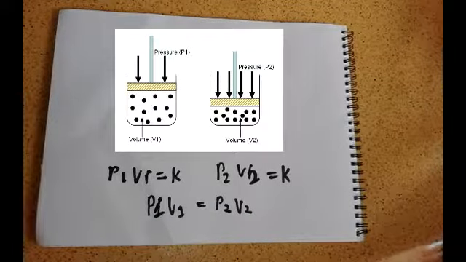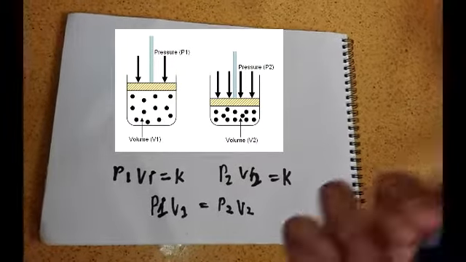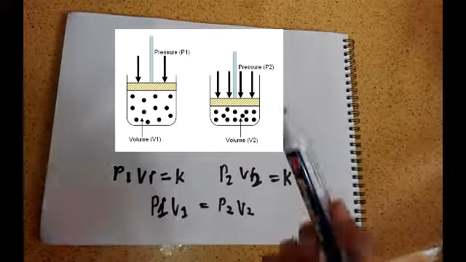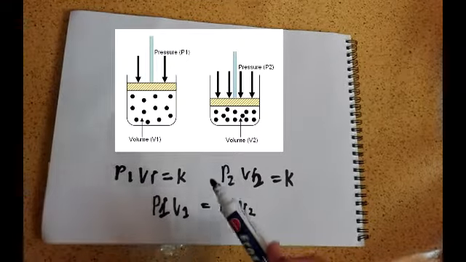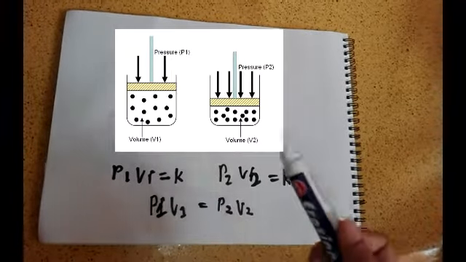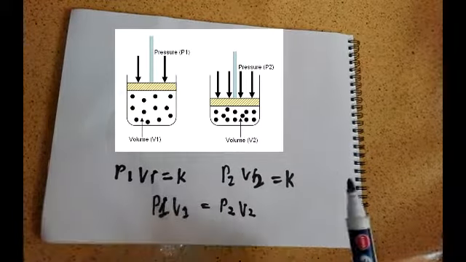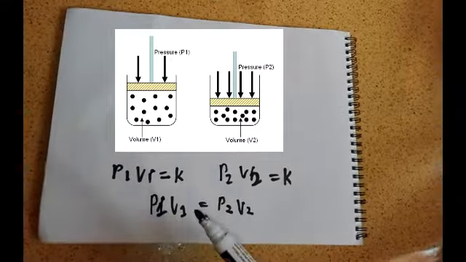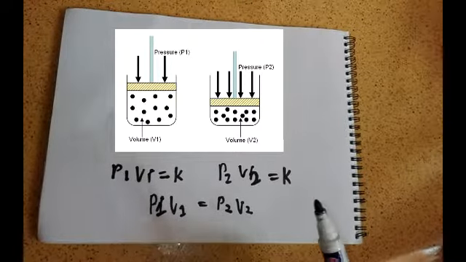Boyle's law often compares two situations, a before and after, which means P1 V1 equals K and P2 V2 equals K. So you can write Boyle's law as P1 V1 equals P2 V2.